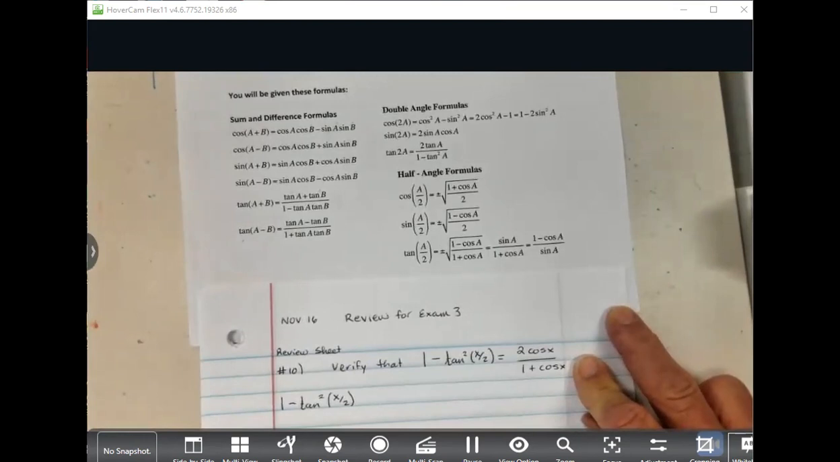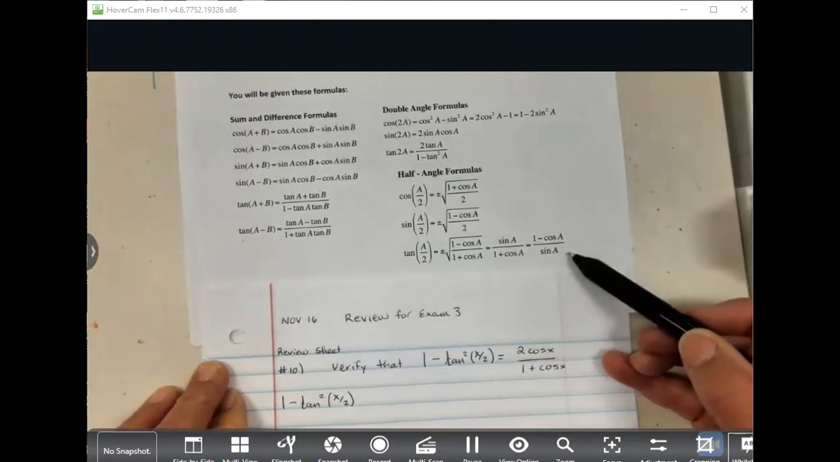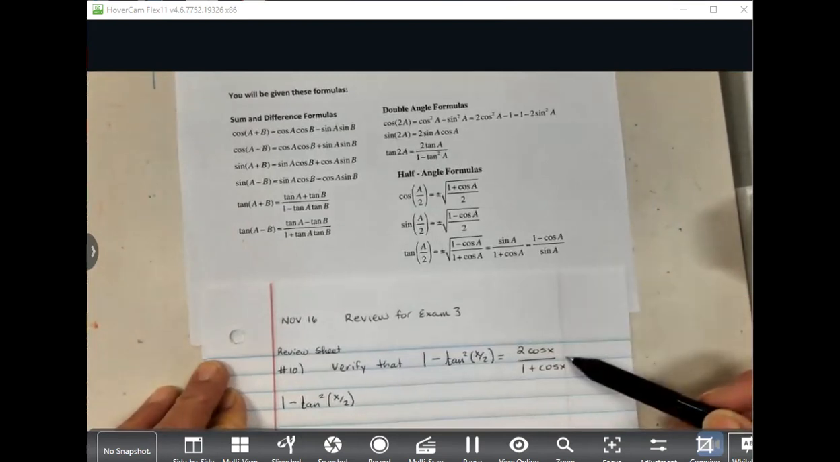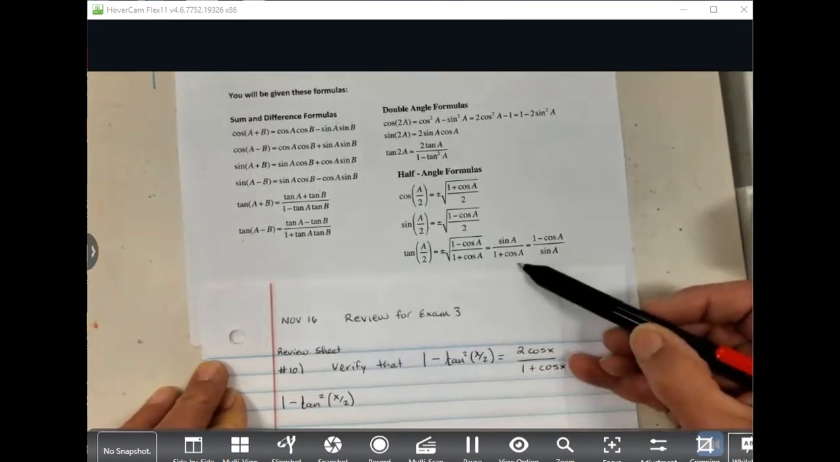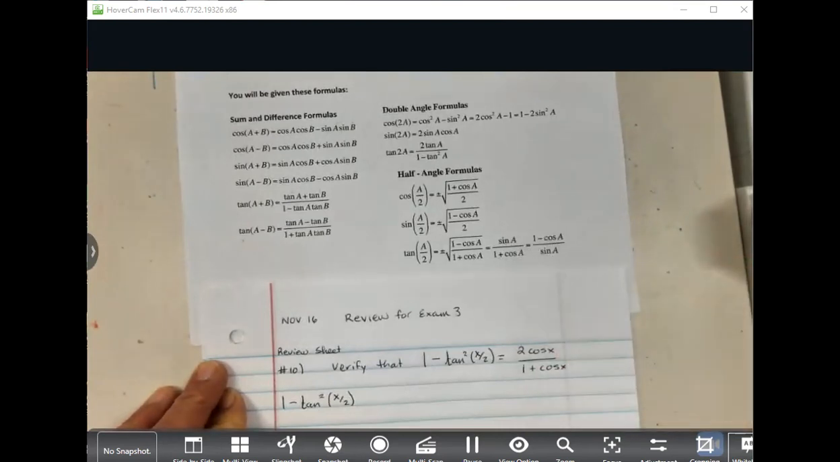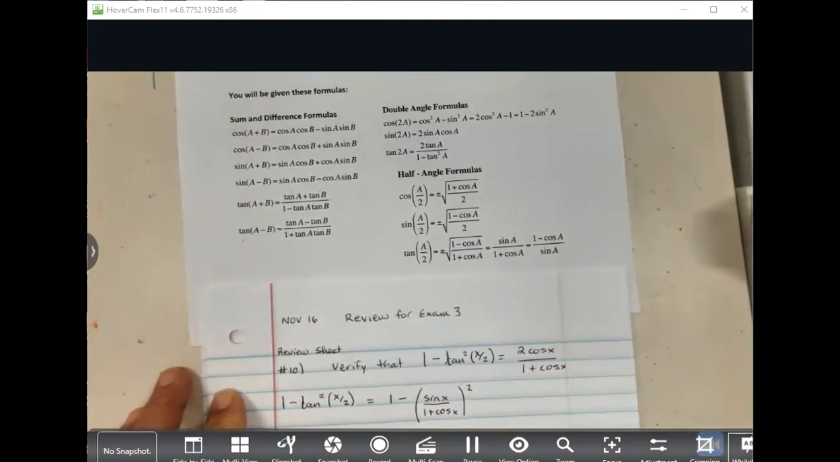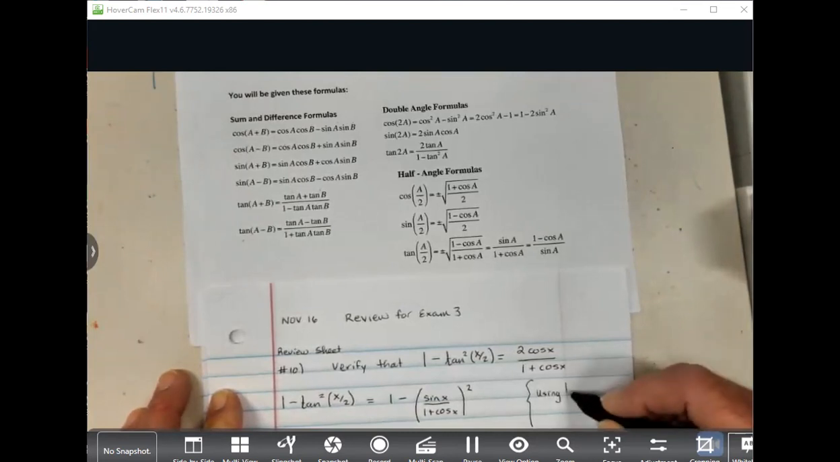And I see several versions of the tangent of half of an angle. The one that looks most like what my answer looks like on this particular exercise is the middle one. So I'm going to replace tangent of x over 2 with the sine of x over 1 plus the cosine of x. Now this tangent is squared, so all of that is squared. So here I'm using the fact that the tangent of a divided by 2 is the sine of a over 1 plus the cosine of a.